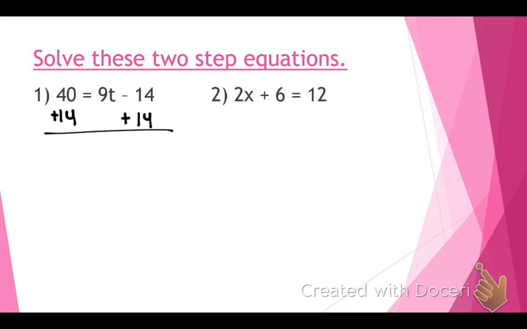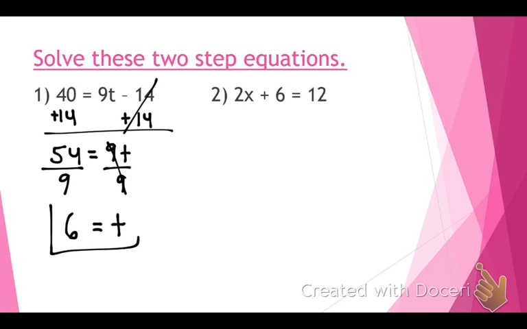Divide by 9. No, can't divide by 9 until I've done the work here. 54. Okay, this is going to be 54. This cancels out. What else do I drop down? 19. Now you would divide by 9, and what's my answer? 6 is correct. Okay, so t equals 6.